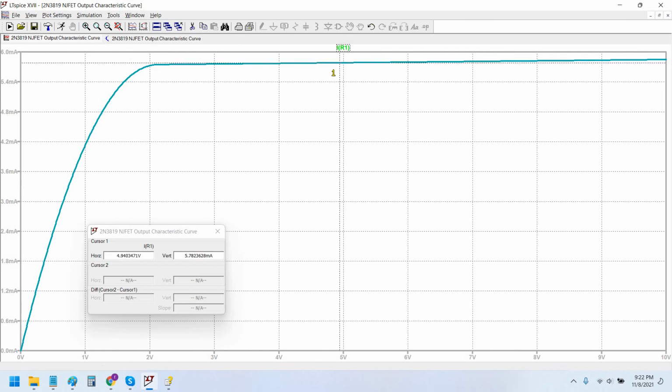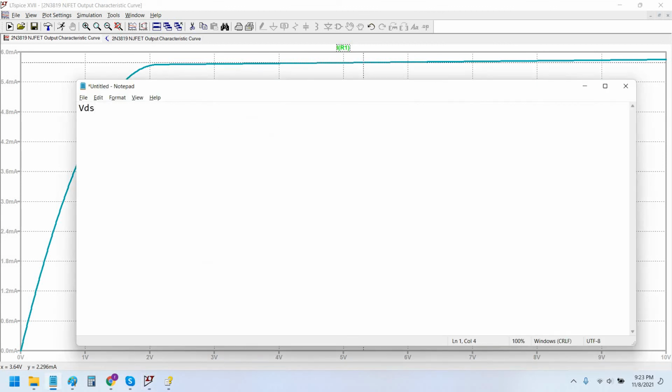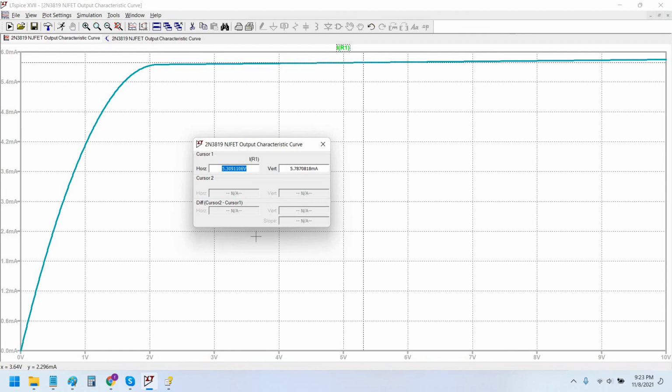This VI curve corresponds to the VGS of minus 900 millivolt. So this is 5.30 volt, and the drain current is 5.78 milliampere. So these are the exact values of VDSQ and IDQ: 5.3 volt and IDQ 5.78 milliampere.